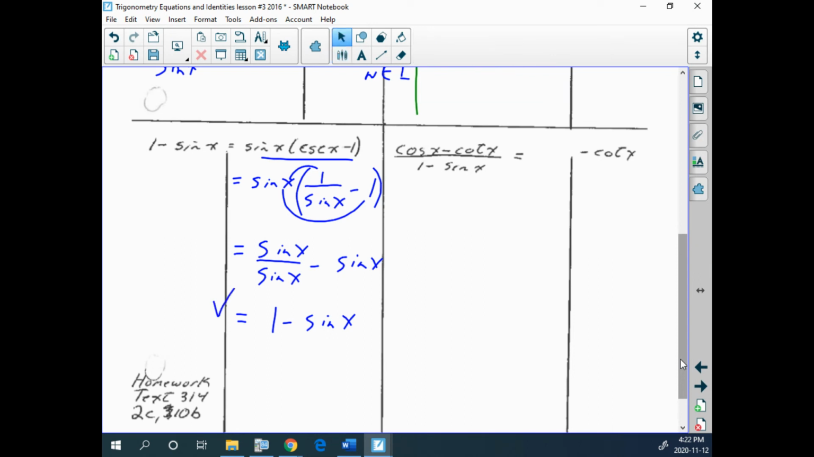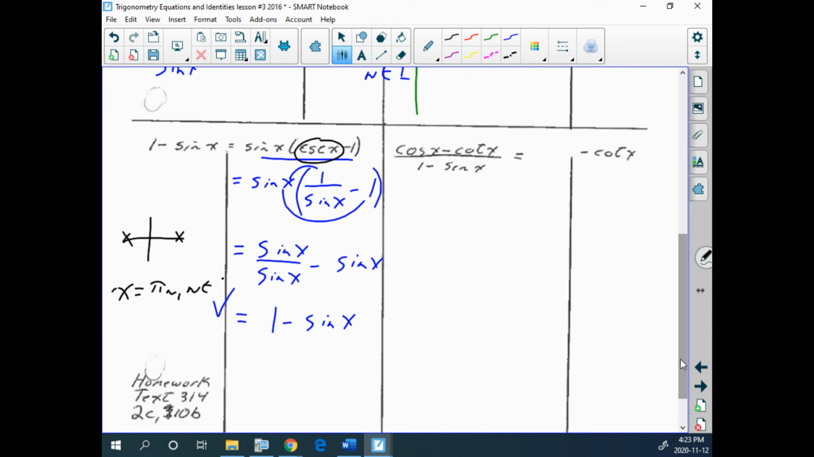The non-permissible values, the only place that comes from is cosecant. Cosecant is undefined where sine is equal to 0. Those 2 places there. So x cannot equal pi n, where n is all integers. Pause and do the fourth one, I should say.